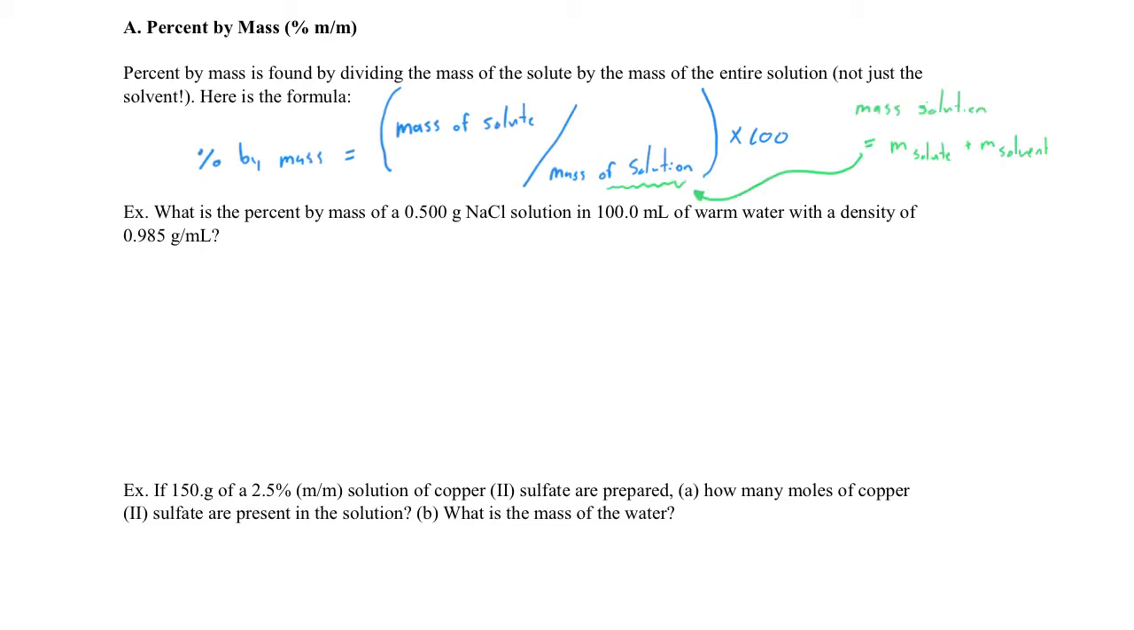This example says, what is the percent by mass of a 0.500 gram sodium chloride solution in 100 milliliters of warm water? The warm water has a density of 0.985 grams per milliliter.